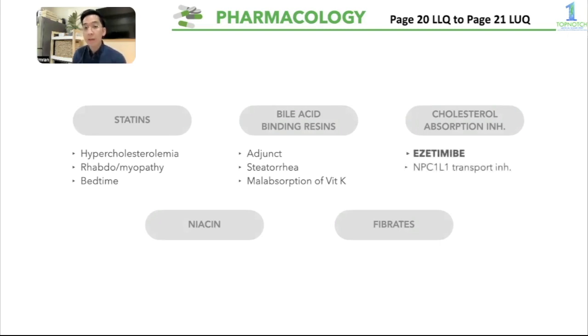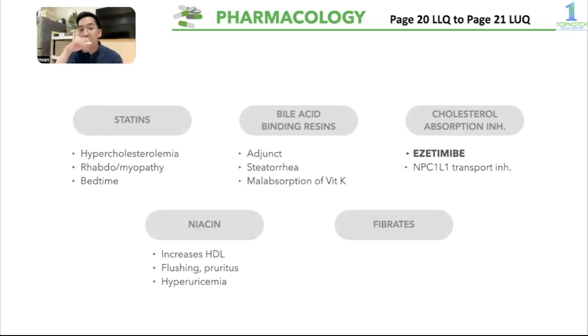Next, we also have your ezetimibe. It's an NPC1L1 transporter inhibitor. The goal of that is to prevent the absorption of your cholesterol. And your niacin is an example of a drug that also increases your HDL. One of the side effects of your niacin is that it can cause flushing, pruritus, and hyperuricemia.